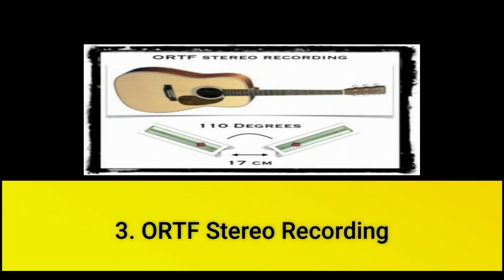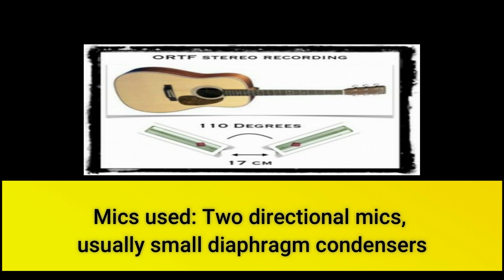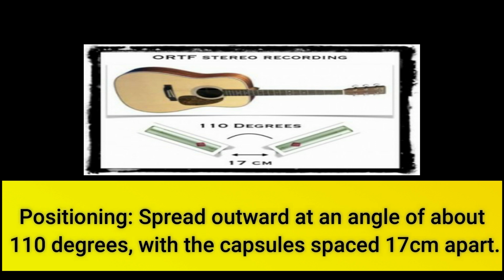ORTF stereo recording. Mics used: two directional mics, usually small diaphragm condensers. Positioning: spread outward at an angle of about 110 degrees, with the capsules spaced 17 centimeters apart.